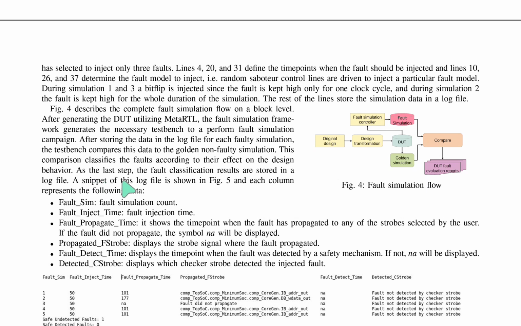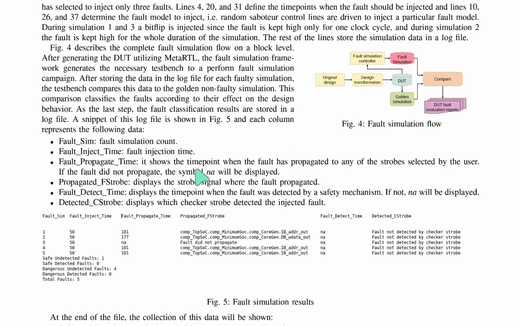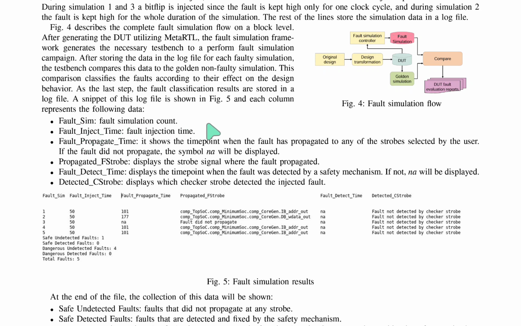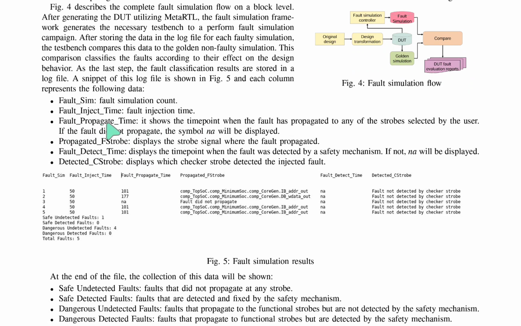A snippet of this file is shown in Figure 5, and each column represents the following data: the fault name, fault simulation count, fault injection time, and fault propagate time. It shows the time when the fault has propagated to any of the strobes selected by the user. If the fault did not propagate, the symbol NA will be displayed. Propagated F strobe displays the strobe signals where the fault propagated.